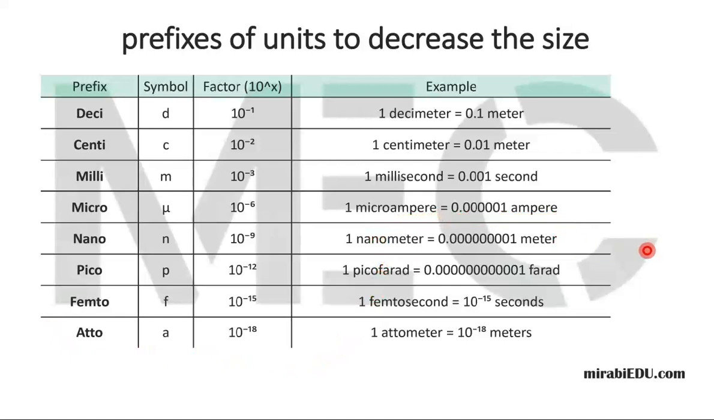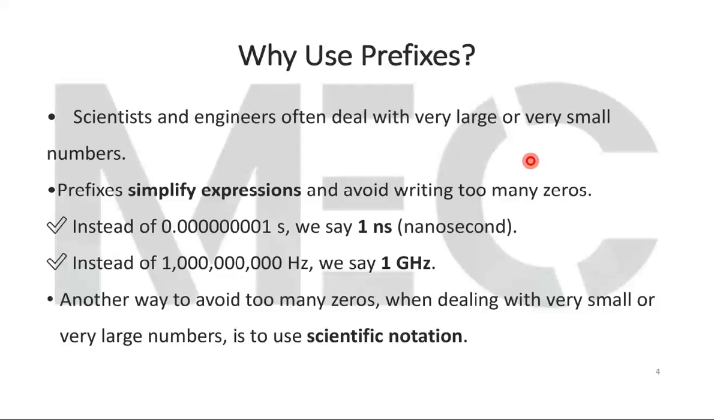Okay, so why do we use prefixes? Scientists and engineers often deal with very large or very small numbers. Prefixes simplify expressions and avoid writing too many zeros. For example, instead of writing 0.000, so many zeros here, how many zeros? We have 8 zeros and 1.